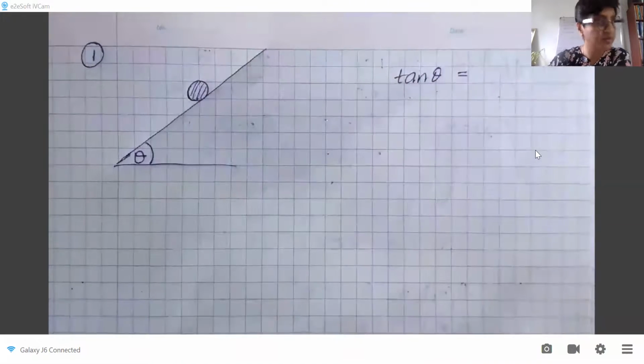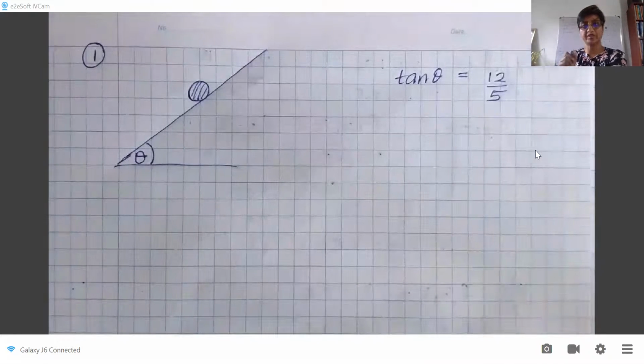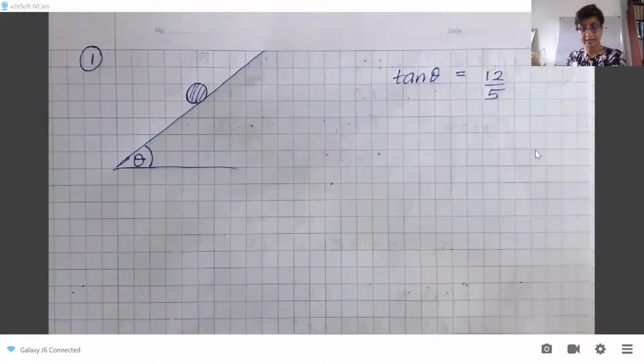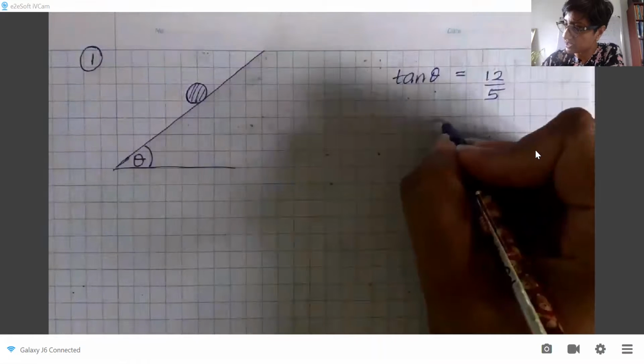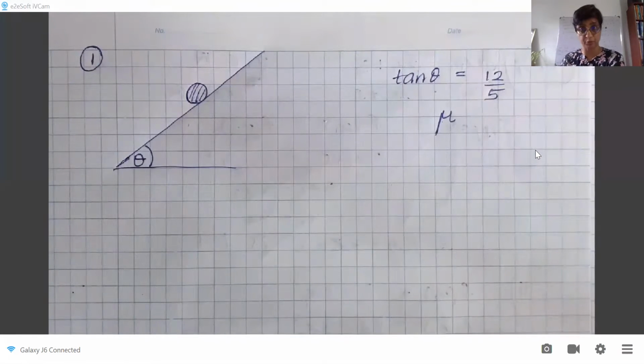is given 12/5. So you will always write these little information given on the side. Coefficient of friction given as mu. So I'm making a note of that. Mu is given. It's given to you. It's mu.